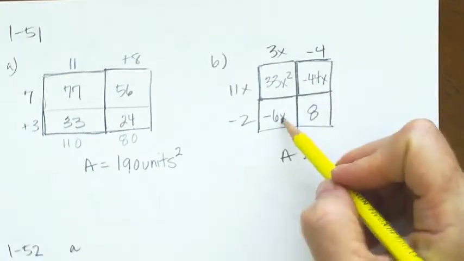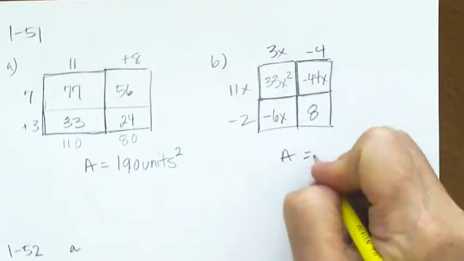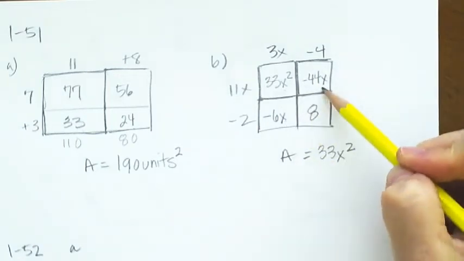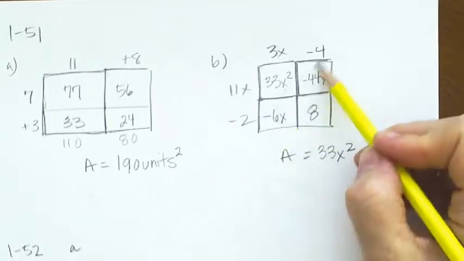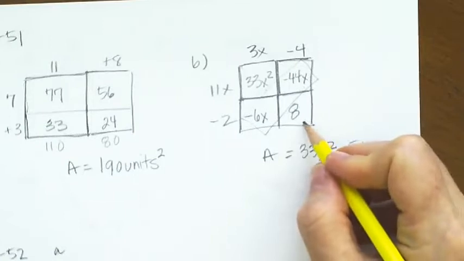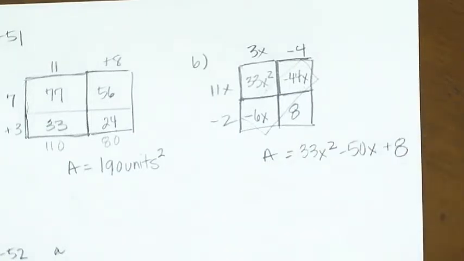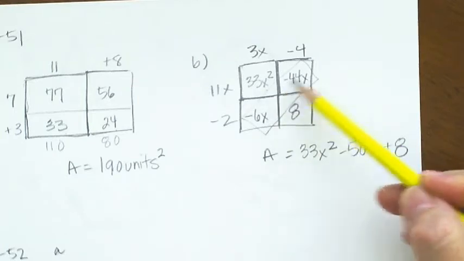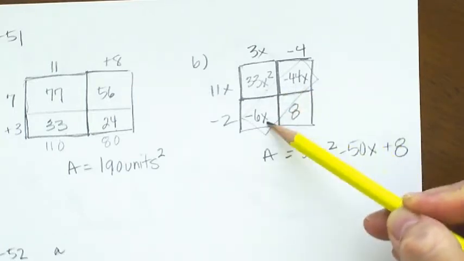We do have like terms. There's only one x squared term, so let's write that one down. We have -6x and -44x. Those can be combined to give us -50x. And then +8. So remember, terms that are alike have the same variable and same exponent. So you can't combine x squared with x. These are the only two that are alike.